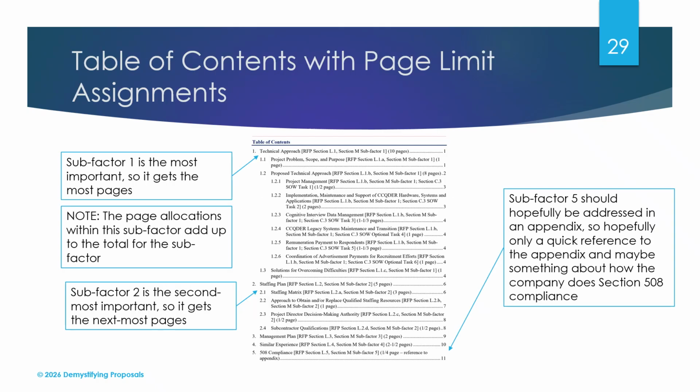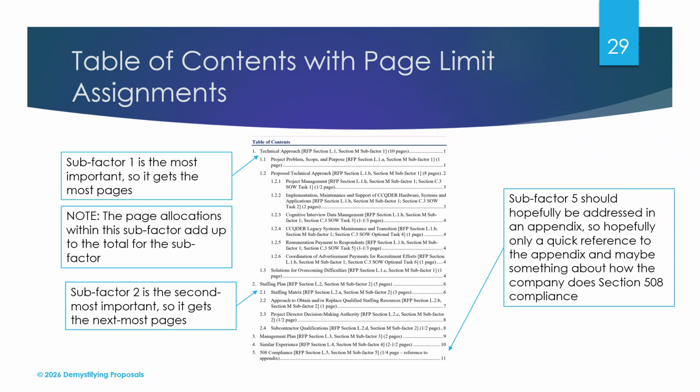So here's the table of contents with those page limit assignments. Subfactor 1, as I said, is the most important, so it gets the most pages. In this case, I allocated 10 of the total 20 pages. This is also where you're breaking down the statement of work, so it's very important that it have some meat there. You've got 6 tasks to write to, and with 10 pages, each of those sections is going to be a page or a page and a half. So you need to make sure that you're addressing all 6 of those tasks within that 10 pages.